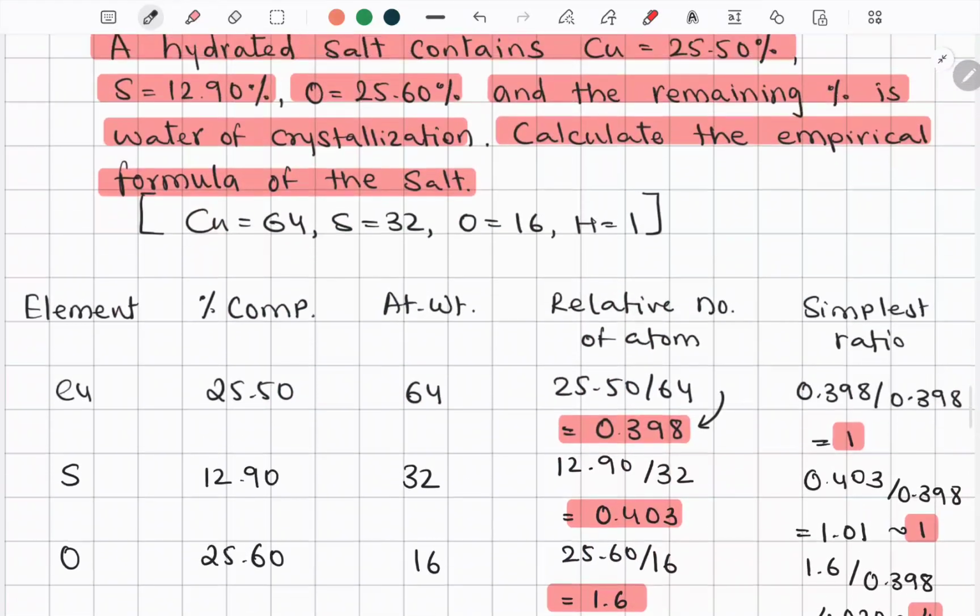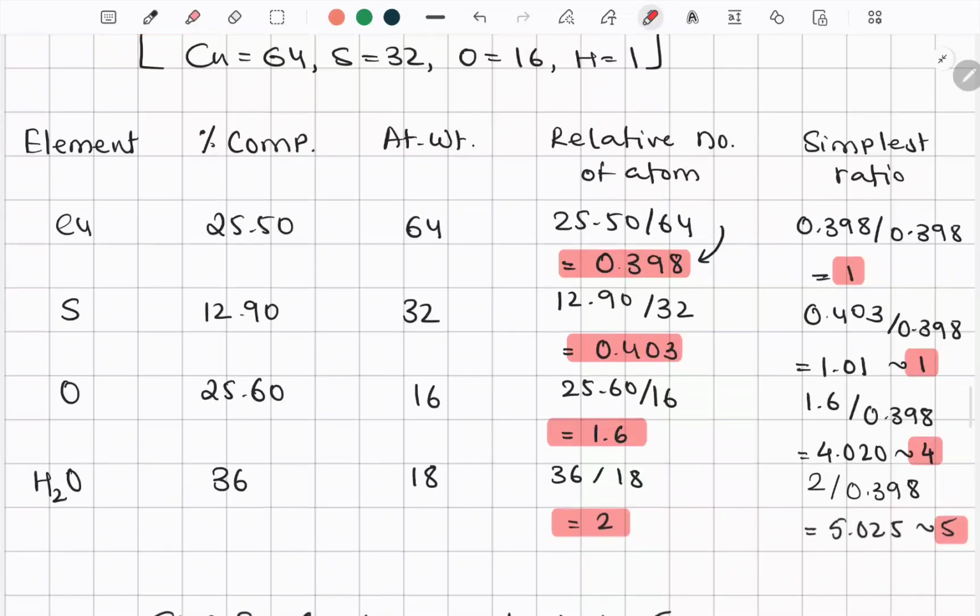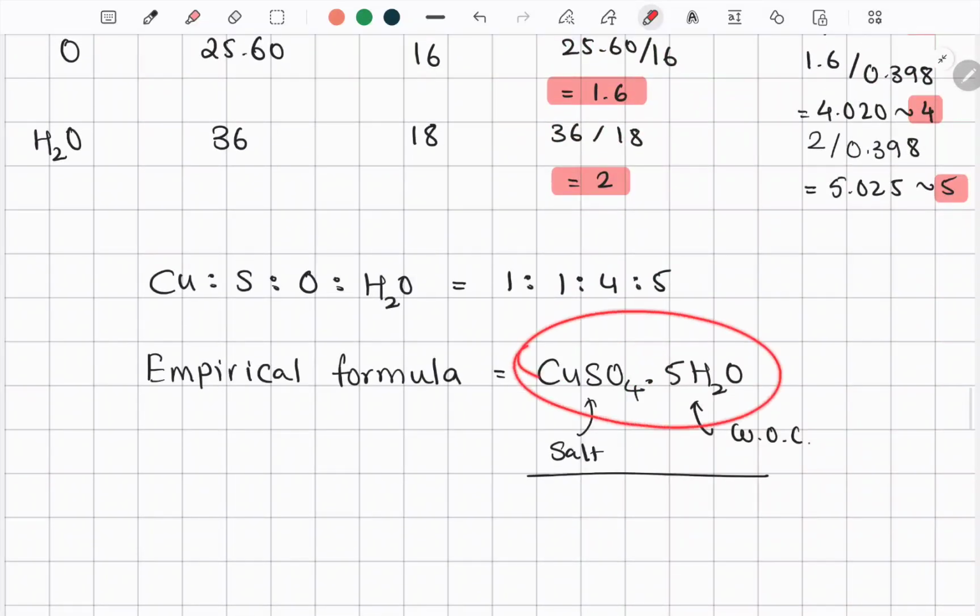As it was asked in this question, the hydrated salt contains copper, sulfur and oxygen in the percentage composition 25.50, 12.90 and 25.60, and the remaining percentage is water of crystallization. From that we calculated the empirical formula of the compound as CuSO4.5H2O.